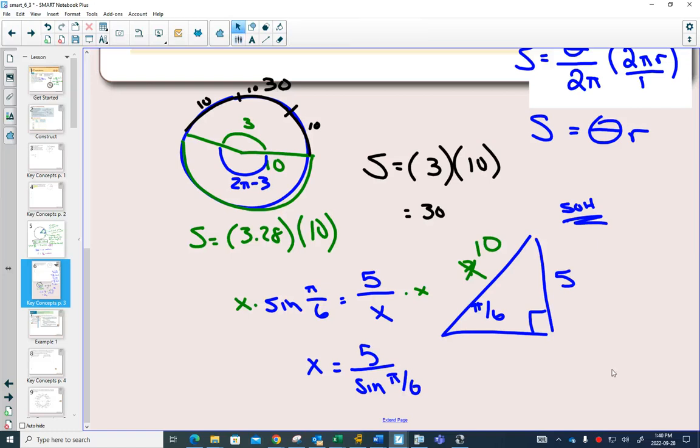You could have done this same question if it was degrees. First of all, a quick way to switch this to degrees. Pi radians is how many degrees? 180 is pi radians. What's 180 divided by 6? I'll redraw this triangle in degrees. 30 degrees. This is 5.